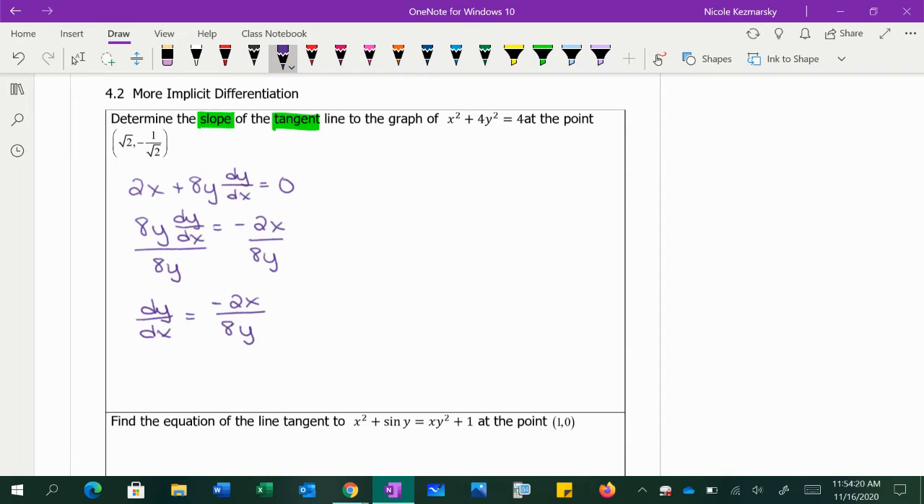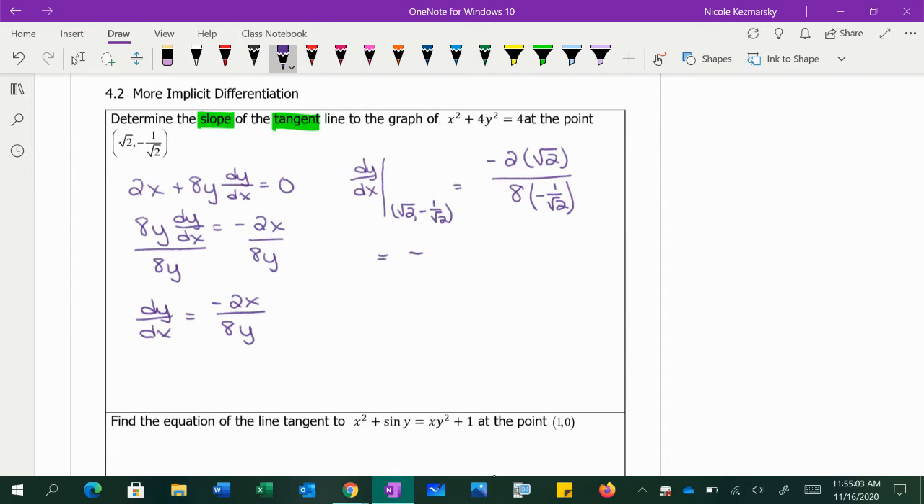And then if we want to determine the slope at the point that we were given, we're going to say dy dx at, or such that, x is square root of 2 and y is negative 1 over square root of 2. So we're going to say negative 2, we'll plug in square root of 2 for x, and divide by 8y, and plug in negative 1 over square root of 2 for y. And this is an okay way to leave this, but what we could do is simplify this just a bit.